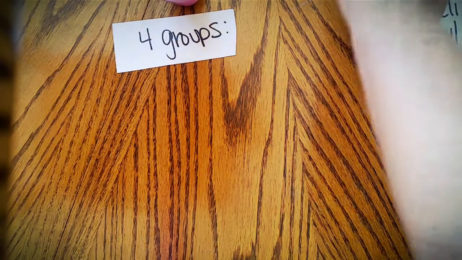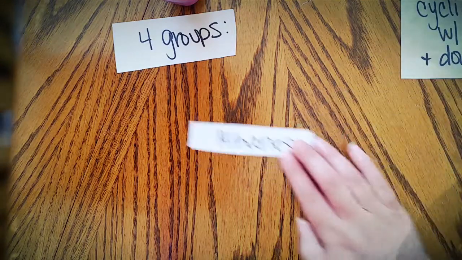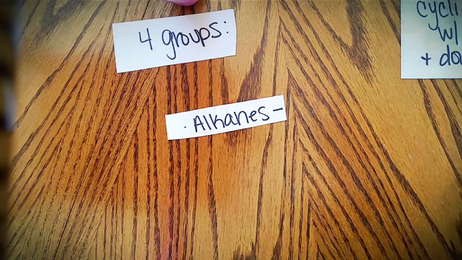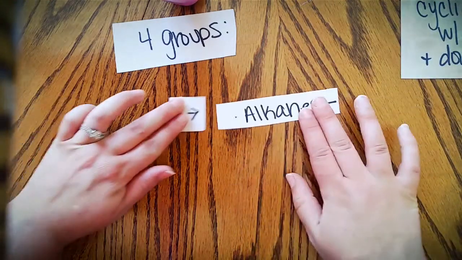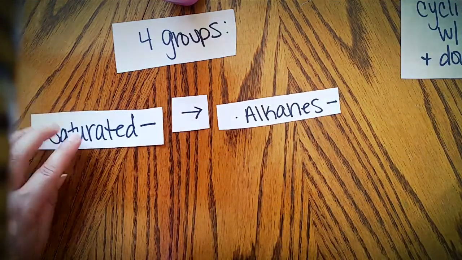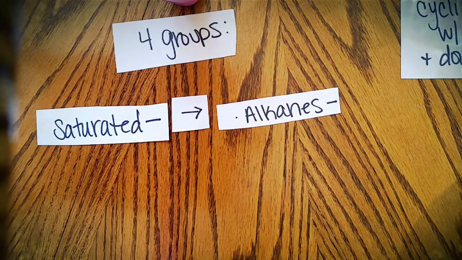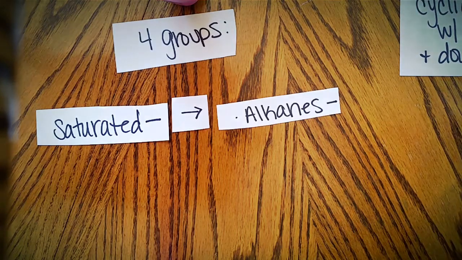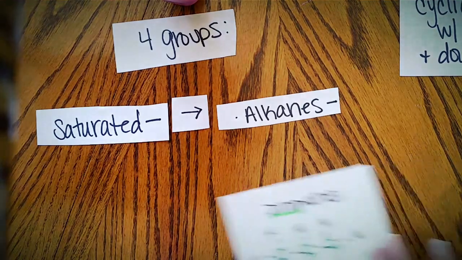The other thing that you need to know is that alkanes are considered saturated. Okay, what does saturated mean? It means that they are saturated with hydrogen. So they hold all of the hydrogen that they can possibly hold. So an example of that would be propane.